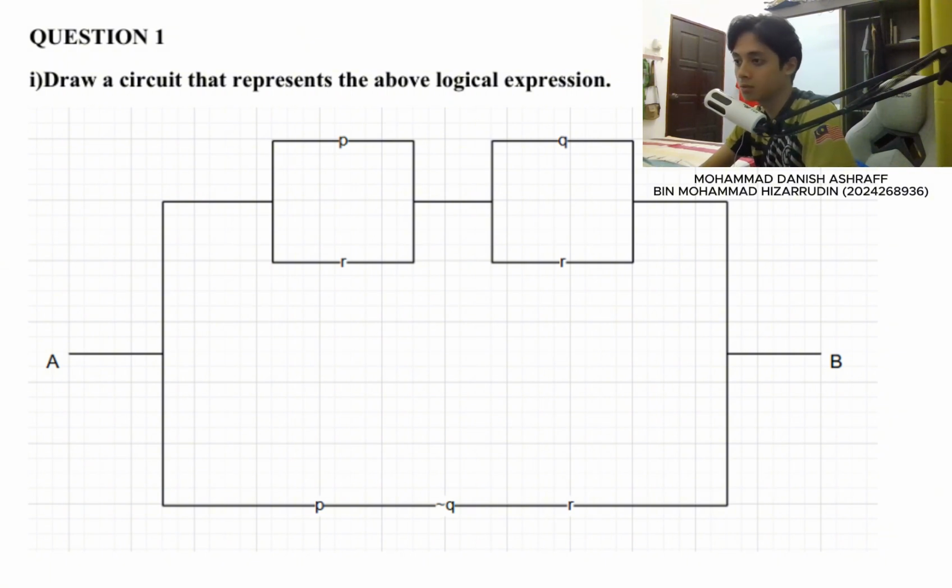So for the bottom half, we have P and negation Q and R. When these are all joined by the AND symbol, we can just draw it as one straight line. So we can just line up P, negation Q, and R all in one row. Lastly, we just connect both the top half and bottom half with point A and point B.